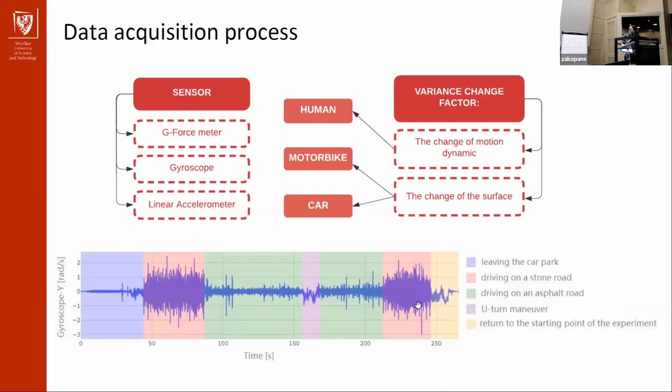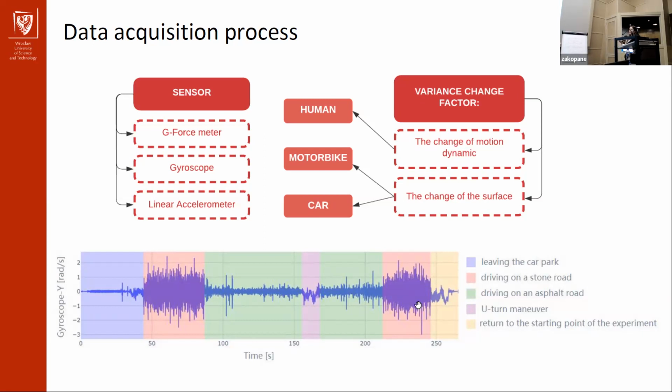And after simulations, we decided to make this test for real data, and we made two experiments. We use the sensors visible on the slide: G-force meter, gyroscope, and linear accelerometer. And we had, as I said before, two experiments. In the first one, we focus on humans. We have the situation that a human moves from point A to point B, firstly slowly, and at some point he or she just starts to run, and this point is a change point for our algorithm. So the variance change point factor is the change of motion dynamics.